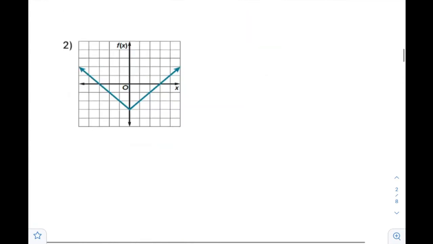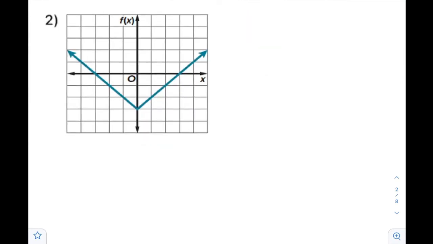Let's check the other one. We have also V shape. So I will write absolute value of x. No movement left or right, so I will close it. It has been moved down 3 units, so I put outside the group minus 3. Find the slope. 1 over 1. Take 2 points. It's 1 over 1. So this is 1. So you will not write anything. So it is just absolute value of x minus 3.